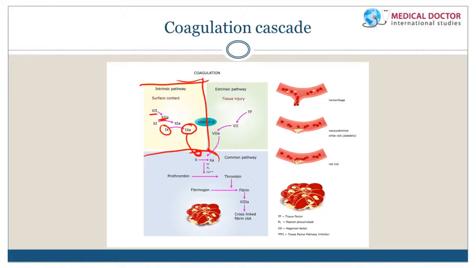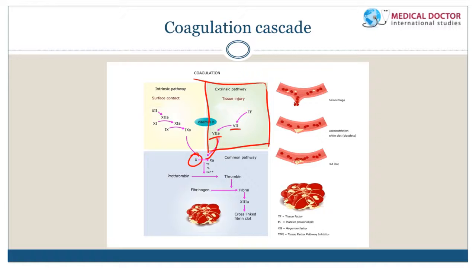So let's take a look at the extrinsic pathway, which would lead to the same endpoint. In the extrinsic pathway, we can see that tissue factor would cause the activation of factor 7. Activated factor 7 is going to activate factor 10. Now, as you can see, we've basically reached the common pathway.